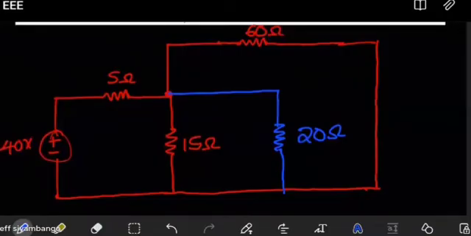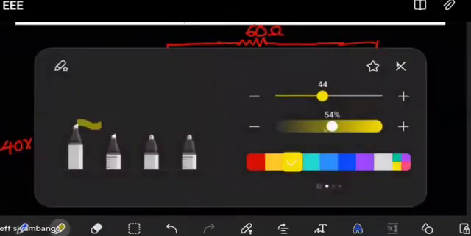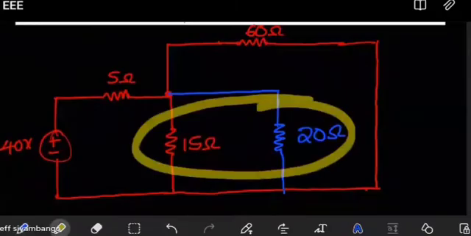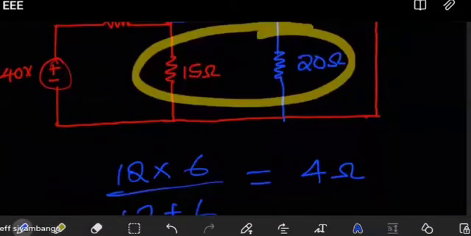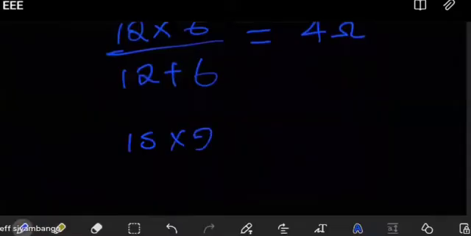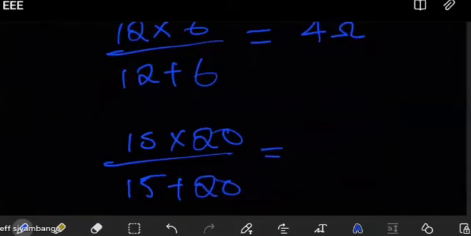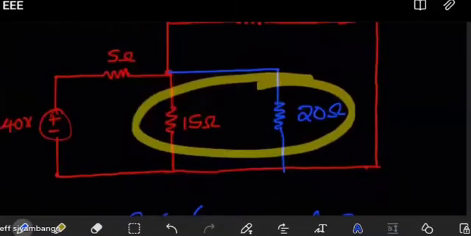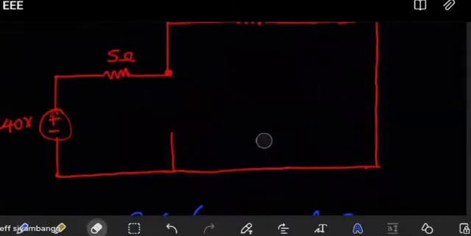What do I mean? I can start by saying that I'll treat these two to be in parallel. So I'll combine those as the 15 and the 20. I'll say I have 15 by 20 over 15 plus 20. If I do this, what will be the combination here? 60 over 7. Okay, so that becomes the combination of those two. So I can easily now just remove these, and in place of them, I will have 60 over 7.